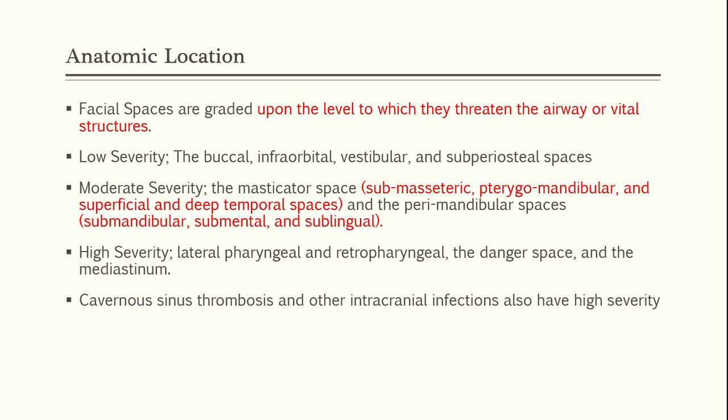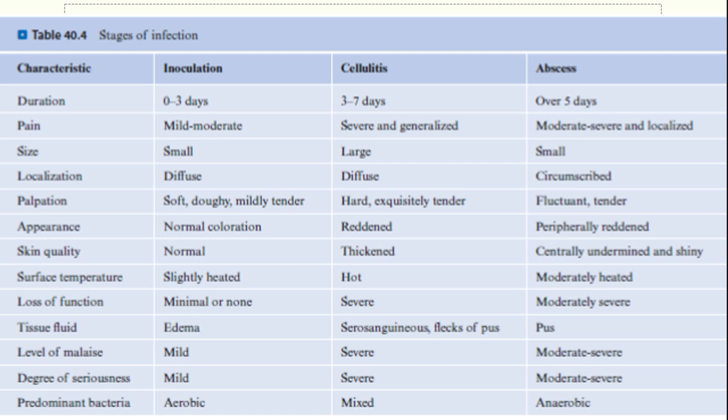Now, the infections go through three stages. The first stage is the edematous stage, the second is the cellulitis stage, and the third is the abscess stage. In the edematous stage, usually it starts within the first 3 days. The pain would be mild to moderate, usually a small, diffuse, fluid-like structure, and aerobic bacteria will be the predominant part there. The appearance of the skin, everything will be normal except that it will be slightly heated and edematous.